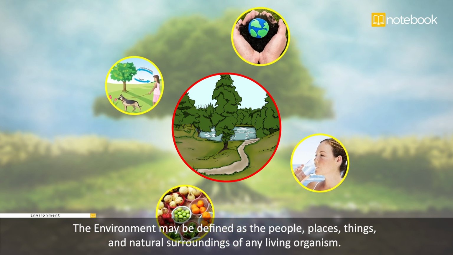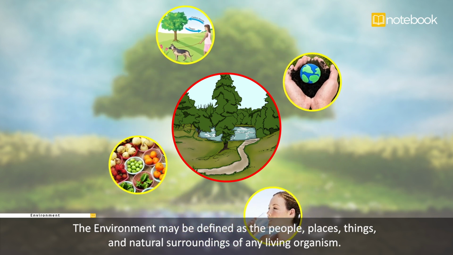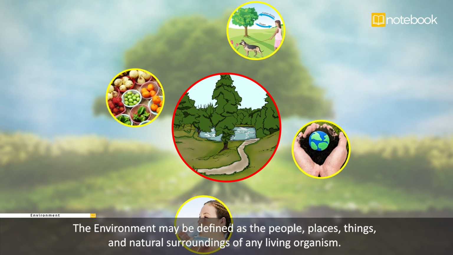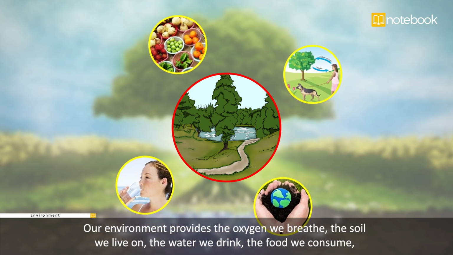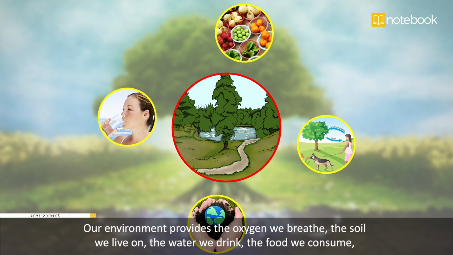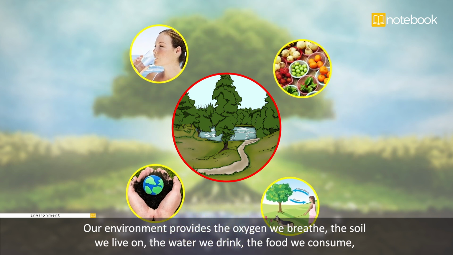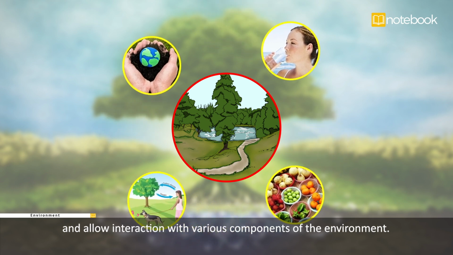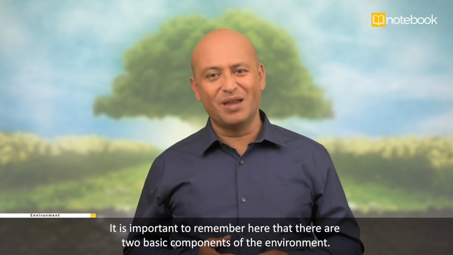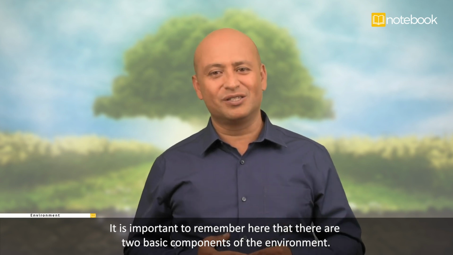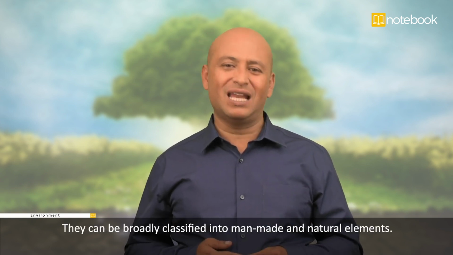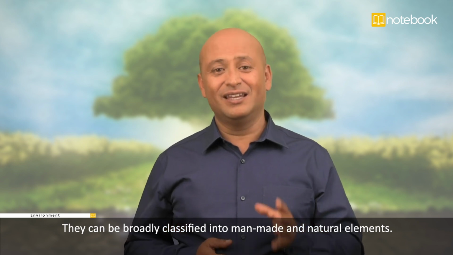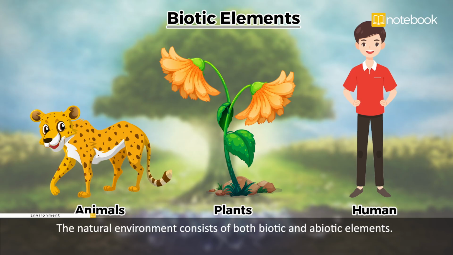The environment may be defined as the people, places, things, and natural surroundings of any living organism. Our environment provides the oxygen we breathe, the soil we live on, the water we drink, the food we consume, and allows interaction with various components of the environment. It is important to remember here that there are two basic components of the environment. They can be broadly classified into man-made and natural elements. The natural environment consists of both biotic and abiotic elements.